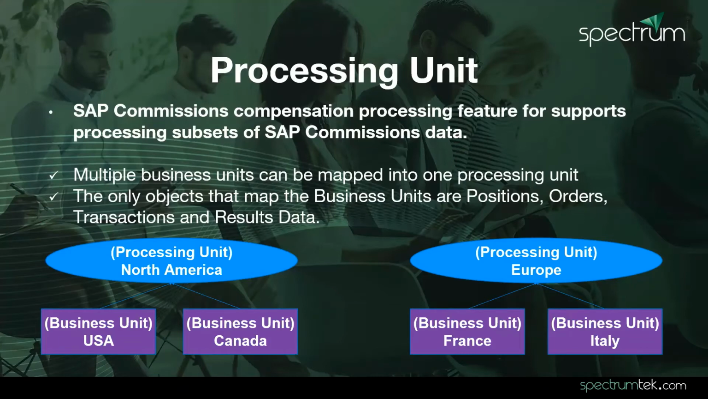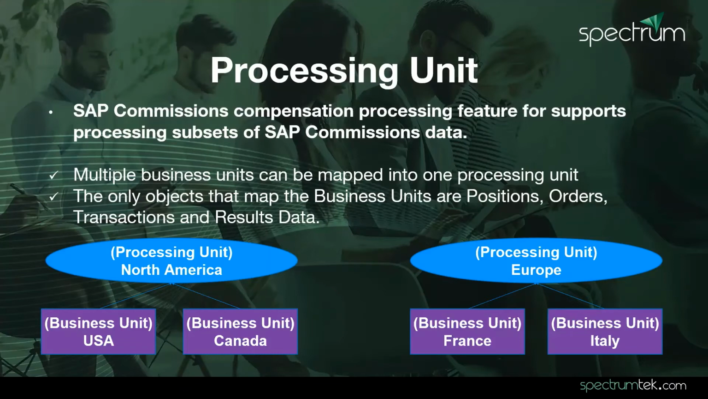Looking at the diagram, each continent is represented as a processing unit, and the countries as a business unit. Running calculation for each processing unit will run the calculation for all the business units in the processing unit. This way, organization with multiple business units can easily manage and process calculations without affecting others.